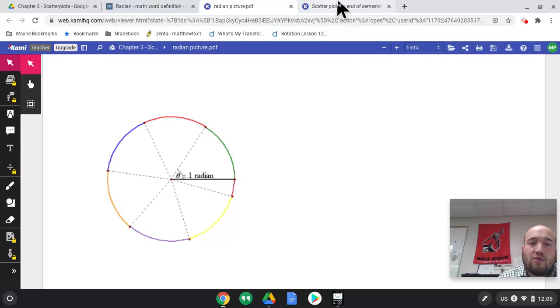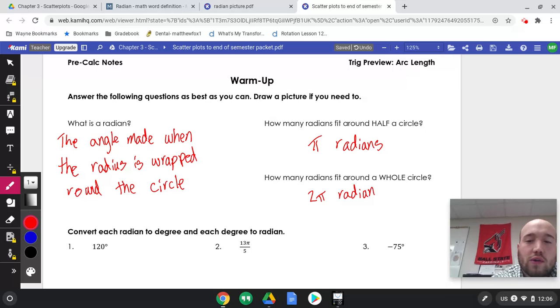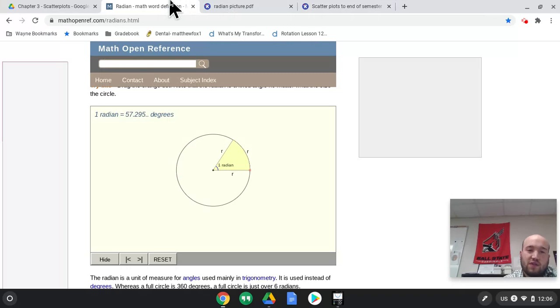Now, hopefully you remember from the other day how many radians fit around half a circle. Half a circle ended up being pi radians. So that's the same as 180 degrees, and the whole circle would be 2 pi radians. Remember, if we look at this visual, 1 radian is about, this is an approximation, 57.295, it keeps going and going, degrees. It's because we can take 180 divided by pi, and that's what we get.